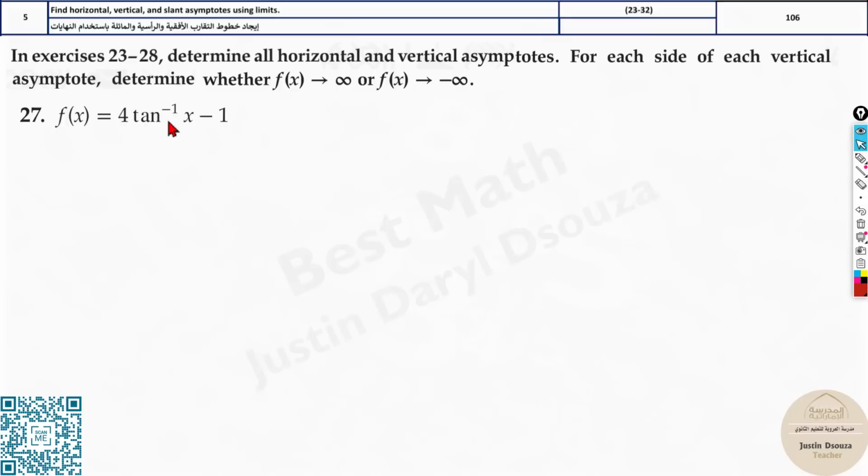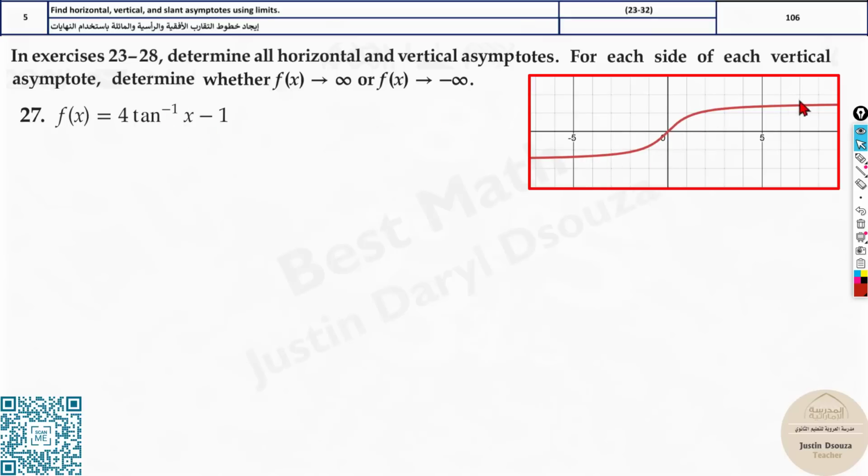In this problem, we have a trigonometric function and its inverse, tan inverse. Doesn't matter, it's just the same, but it really helps if you understand what the tan inverse function looks like. It's something like this. It has no vertical asymptotes. It keeps on going forever. So now you can see here, there is no divide by 0. So there are no vertical asymptotes, and from the tan inverse function also, there is no vertical asymptote. But what about the horizontal asymptote?